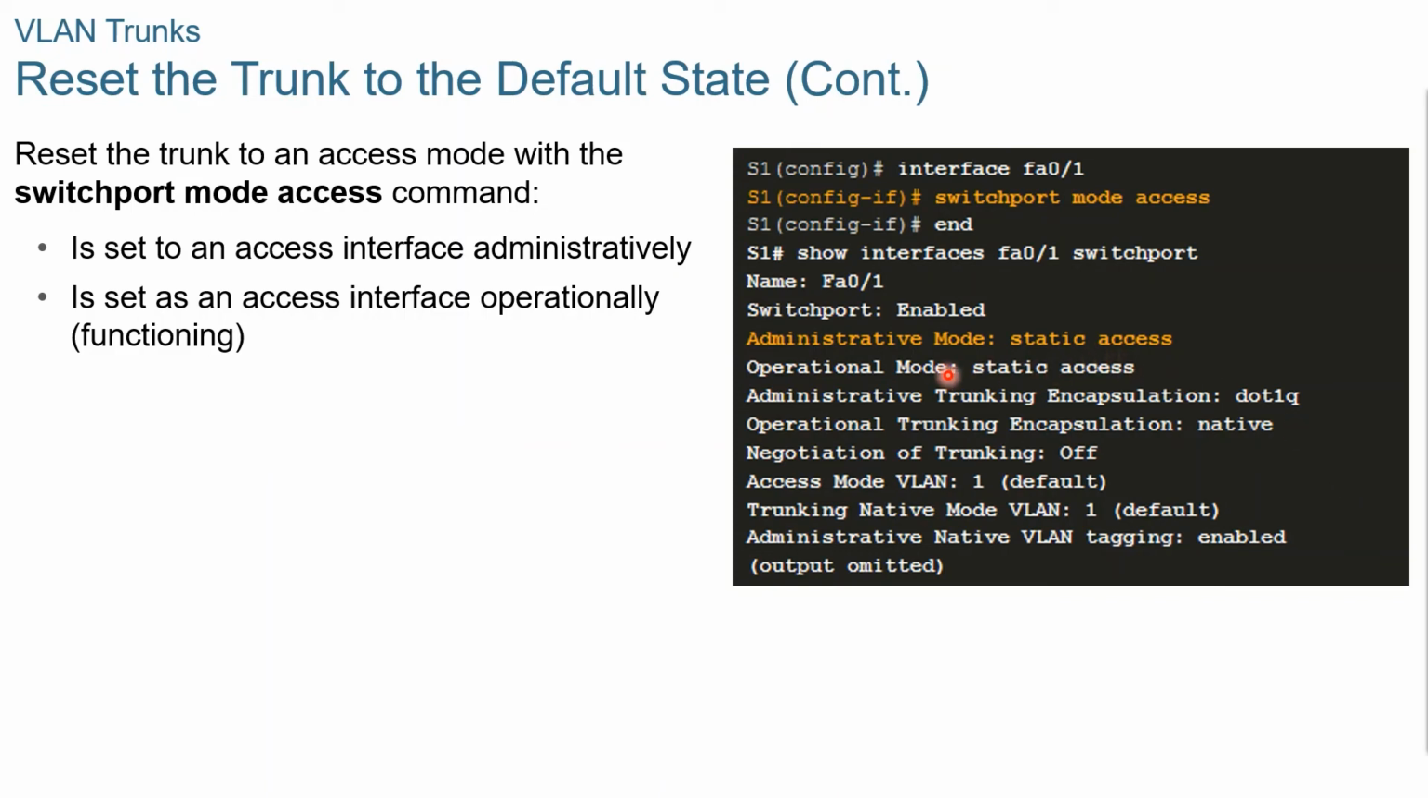Now this sample output shows the command used to remove the trunk feature from Fa0/1 on switch 1. The show interfaces Fa0/1 switchport command reveals that Fa0/1 is now in static access mode. All right.